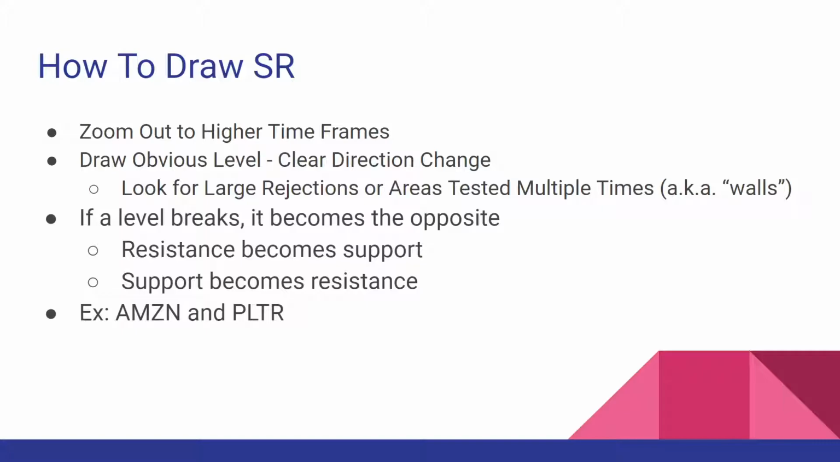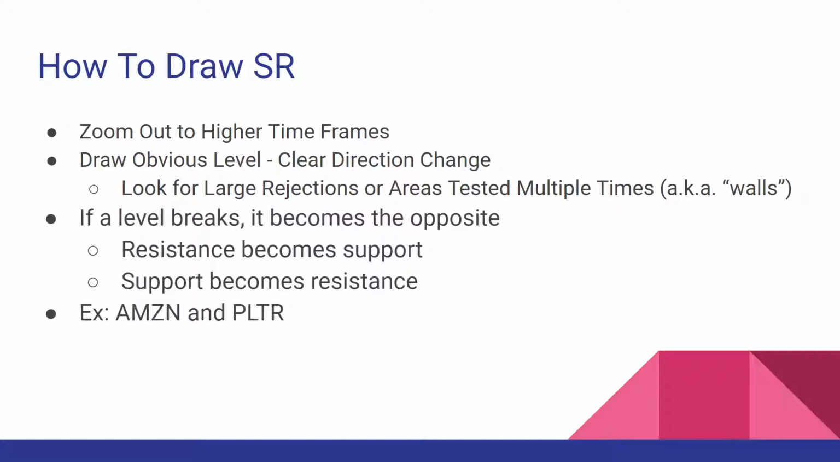There are going to be areas where you see large rejections, or even areas where you see multiple tests of a single price level. So I have an example of that on PLTR where you don't see the biggest rejection, but the area gets tested multiple times, and to me that adds significance to it. And like I said, or hinted at in the previous slide, if a level breaks, it becomes the opposite.